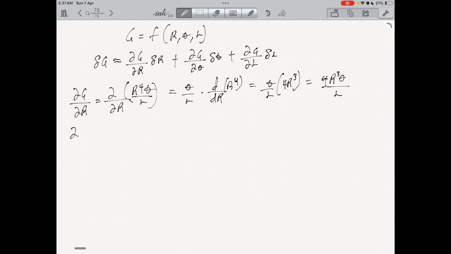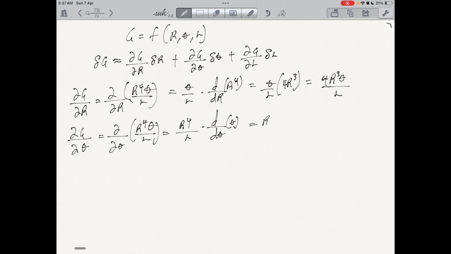Now let's evaluate the partial derivative of G with respect to theta, and that will be d/d theta of R raised to power 4 theta divided by L. Since we are dealing with theta, then R raised to power 4 over L is a constant, and the differential of theta with respect to theta gives us R raised to power 4 over L multiplied by 1. That's R raised to power 4 divided by L.